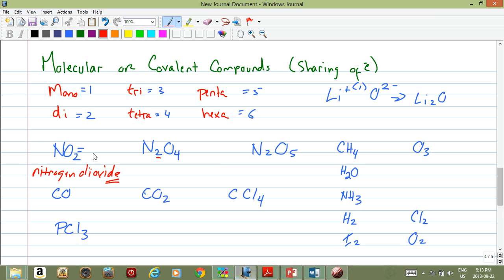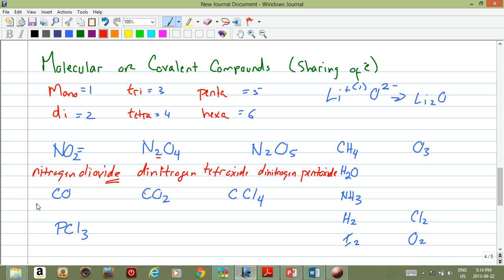Now this one, you can see it has 2 nitrogen, so I have to write, in this case, dinitrogen. And this is tetroxide. Alright? So again, if I say to you, this compound's name is dinitrogen tetroxide, I'm telling you that it has 2 nitrogen and 4 oxygen. This one would be dinitrogen pentoxide. So again, this is telling me that the compound has 2 nitrogen and 5 oxygen.